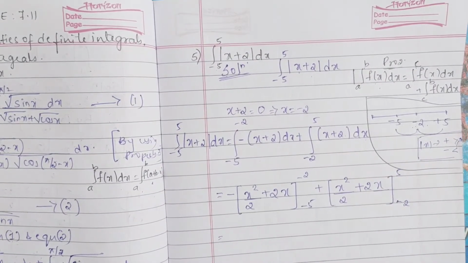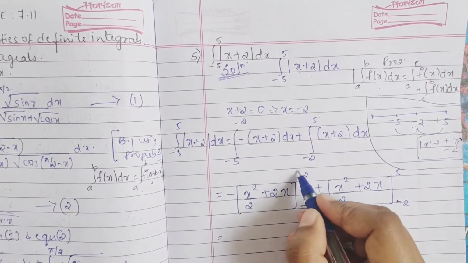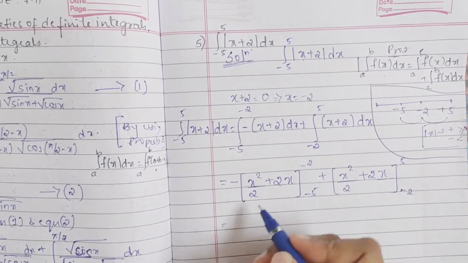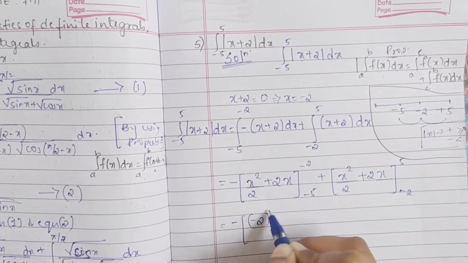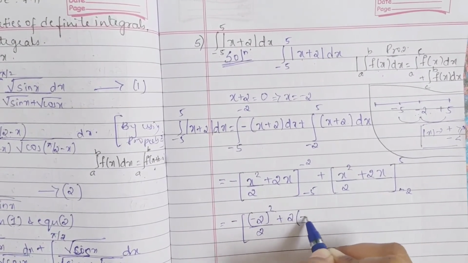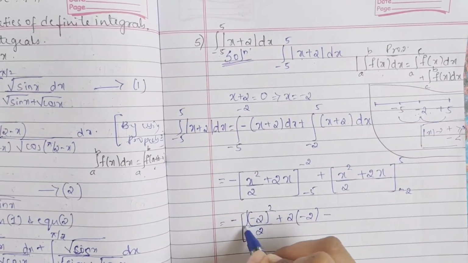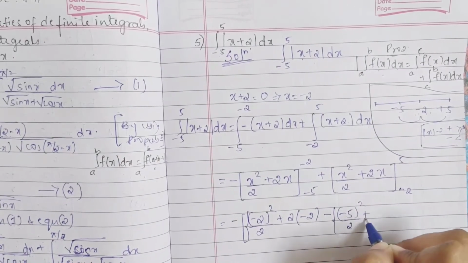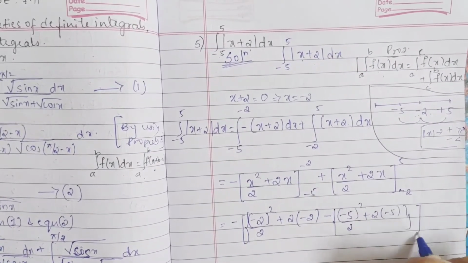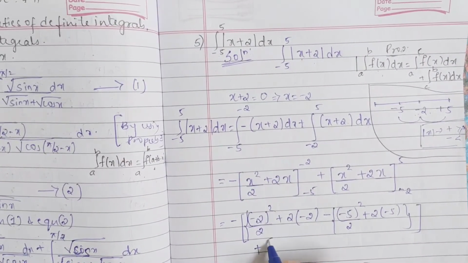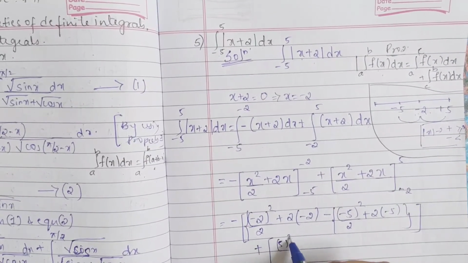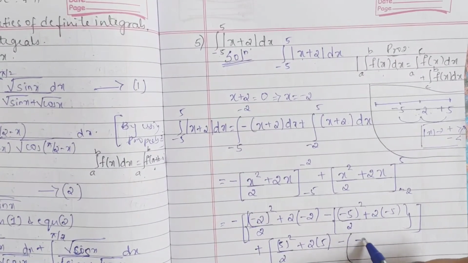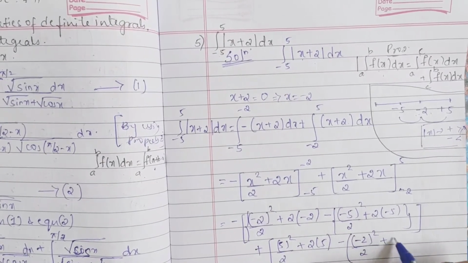Now we will apply the limits, first the upper limit, then minus the lower limit. So what will you get? Minus of minus 2 square divided by 2 plus 2 of minus 2, this is one part, again minus, minus of minus 5 square divided by 2 plus 2 of minus 5, this is one part, plus here you have 5 square divided by 2 plus 2 into 5, minus minus 2 square divided by 2 plus 2 into minus 2.